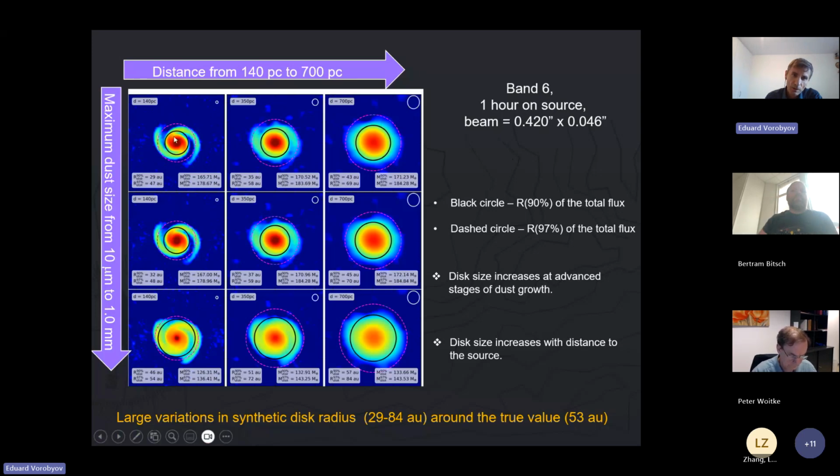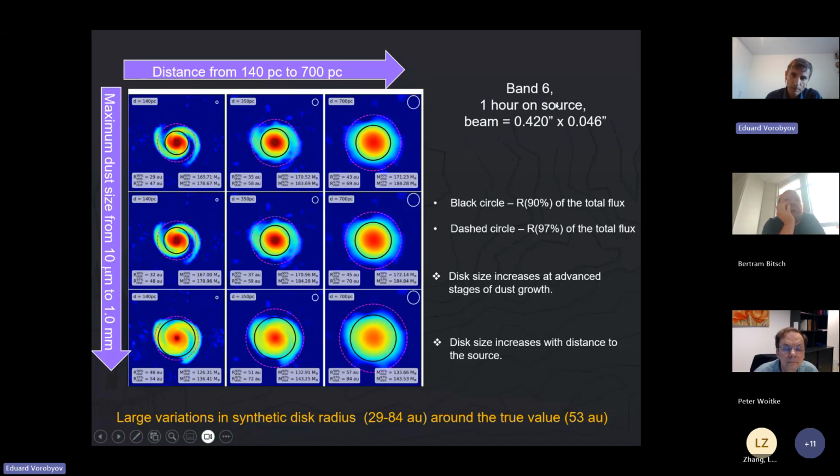So we artificially limit the maximum dust size here in the first row to 10 microns, here to 100 microns, and here to 1 millimeter. And you pay attention to these circles. The inner circle outlines the radial distance within which 90% of the flux is.